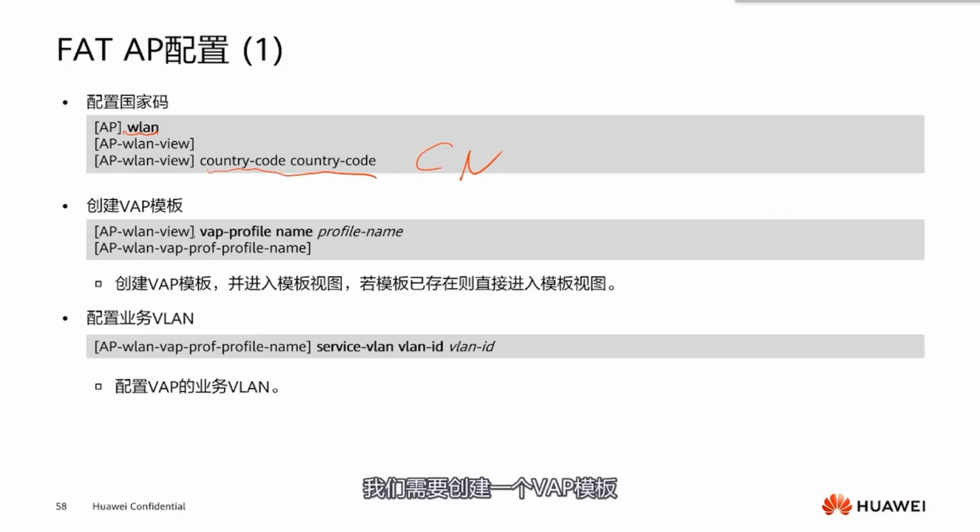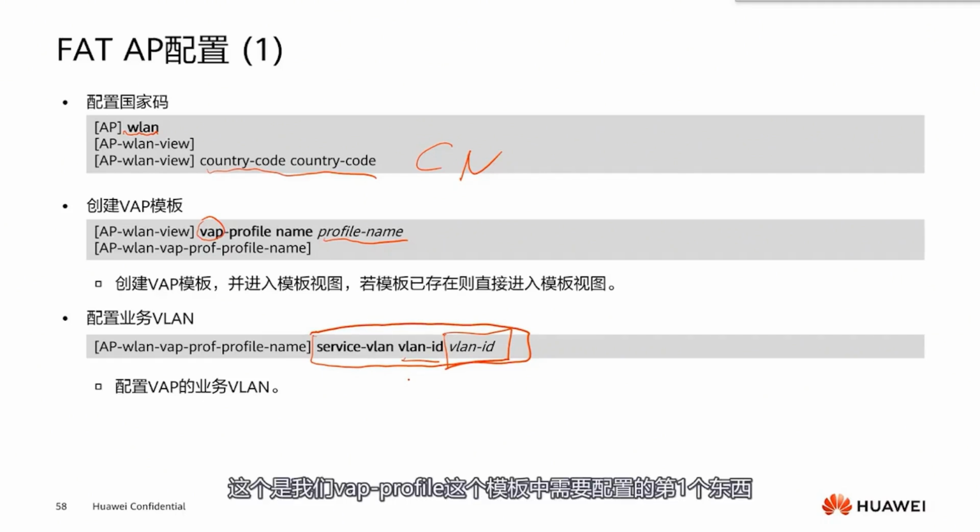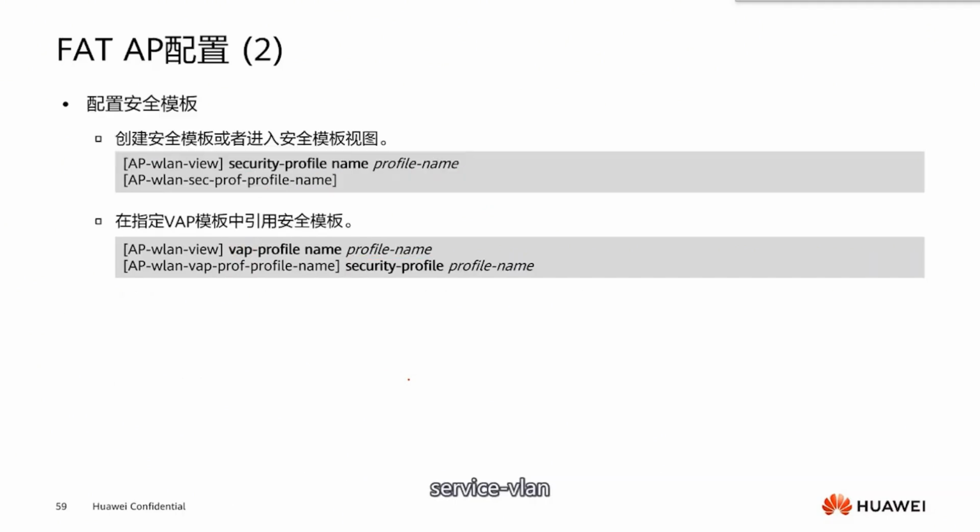After configuring, we need to create a VAP template, the name of the virtual AP template. After entering the template, the first thing we configure is a service VLAN, where we set our own VLAN ID, which is the first item required in the VAP profile, the service VLAN. Next, we return to the WLAN interface to configure the security template and reference it. In our VAP, we have configured the service VLAN, and now we need to configure a security template and incorporate it into the VAP, which is the second step.